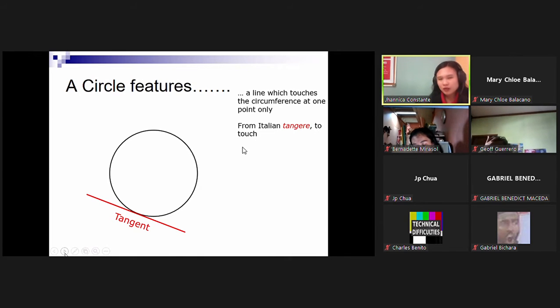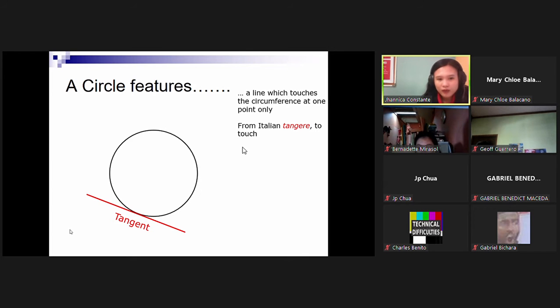We have the special features of a circle, which is the tangent. A tangent is a line which touches the circumference at one point only. So the tangent line, a feature of a circle, is a line segment that only touches one point on the circumference. Okay, that's the special features of a circle.